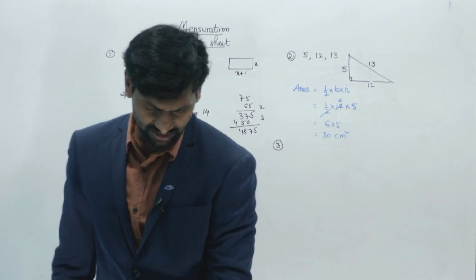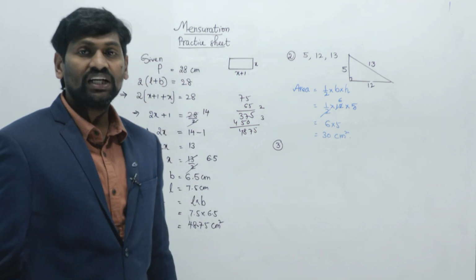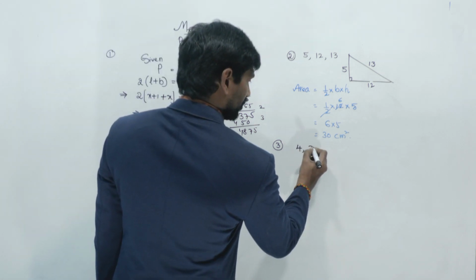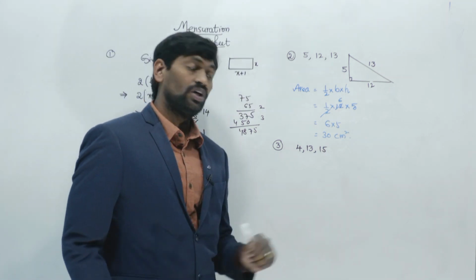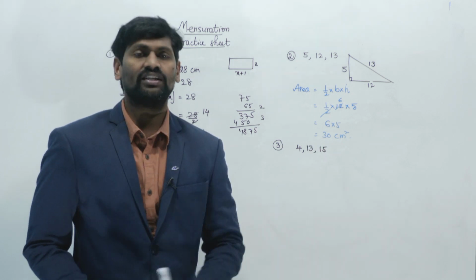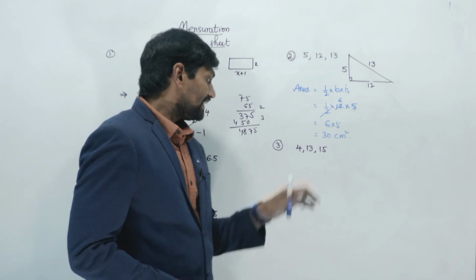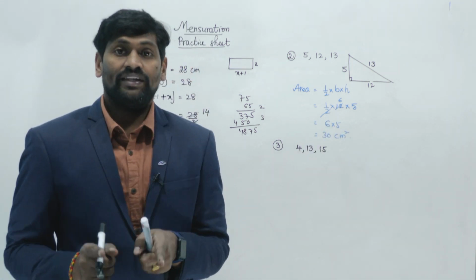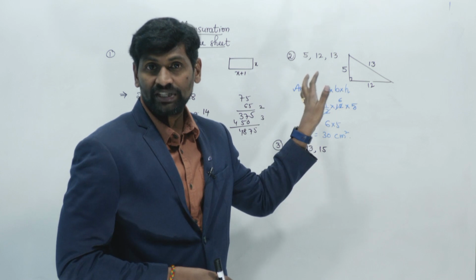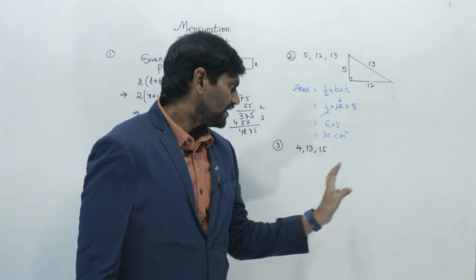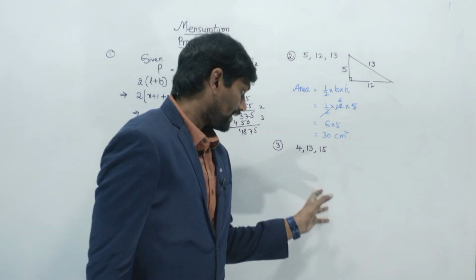See the third problem, it is the area of a triangle whose sides are given this time as 4 centimeters, 13 centimeters and 15 centimeters. Is it possible or not? Let us check. 3 different sides are there, but here there is no discussion about the type of triangle. While you observed the second problem, it was clearly given as a right angle triangle, but this is not a right angle triangle. There is no mention about the triangle here.